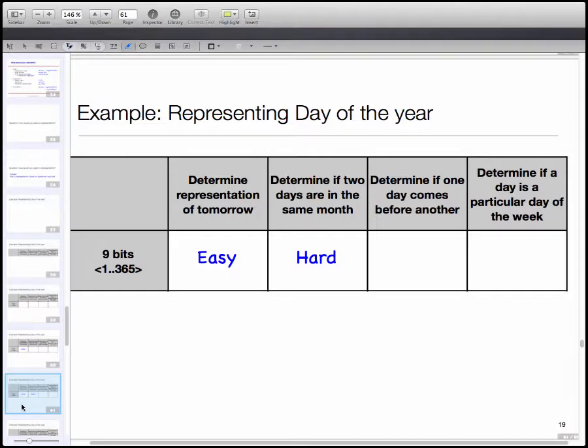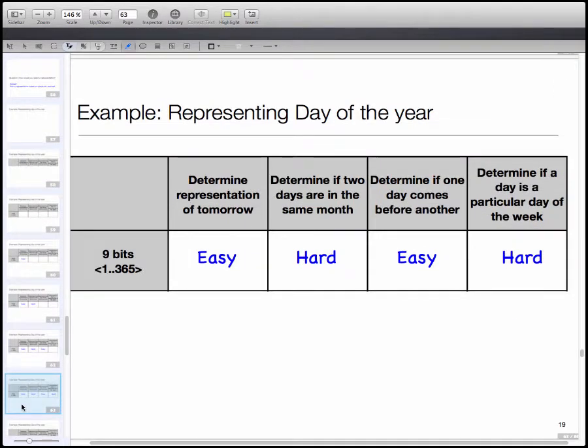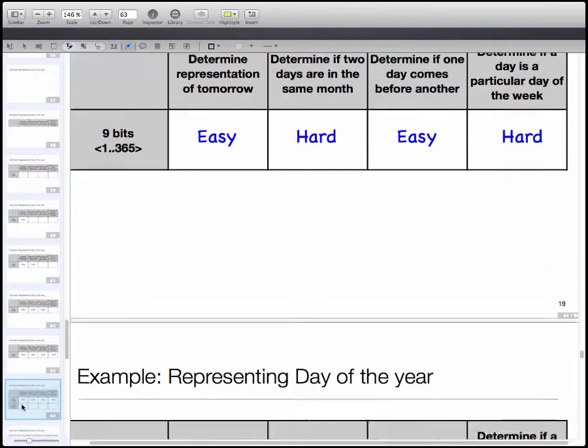Determine if a day comes before or after another. It's easy, it's just a comparison. And finally, determine if the day is a particular day of the week. Again, hard. I'm assuming you know what day of the week January 1st was, and then you'll have to do some modulo 7 kind of operation to get things out. So it's not easy.